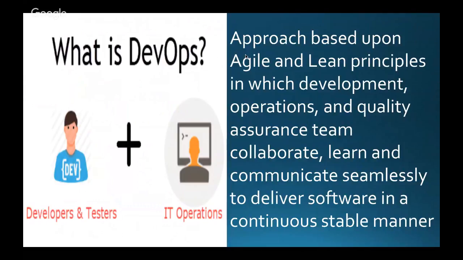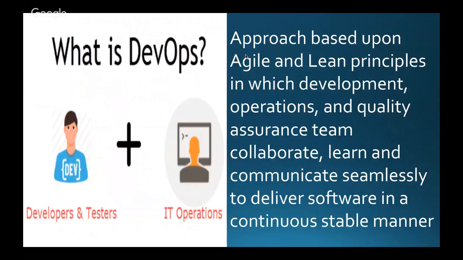But now with DevOps coming into the picture, may it be developer, may it be quality assurance, may it be IT operations, they collaborate, learn, and communicate seamlessly without any hindrance between them. There are no boundaries. They can communicate seamlessly. They can collaborate seamlessly, and together they can learn so as to deliver software in a continuous, stable manner.